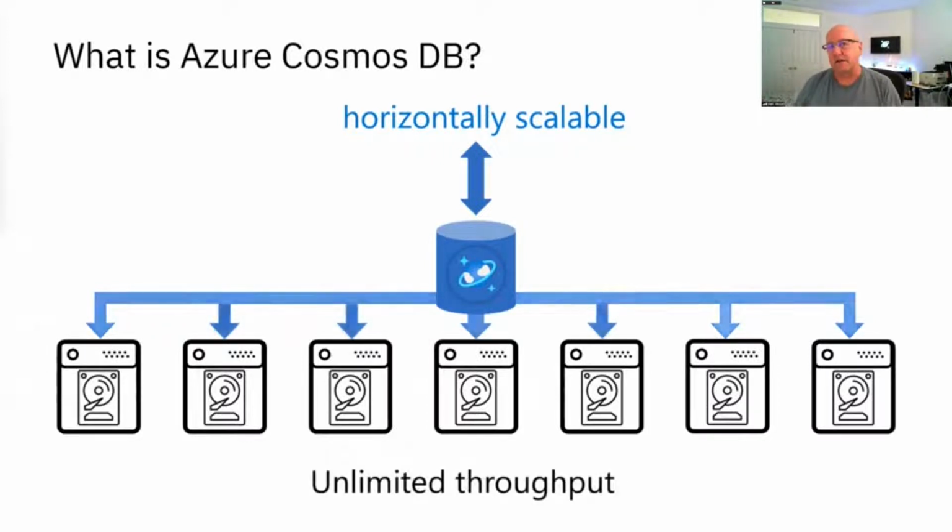The other nice thing about this is it provides unlimited throughput because each server we add has its own compute. It's got its own CPU, its own memory, its own I/O, its own NIC. So this adds that additional capacity to handle the requests for when you need it.